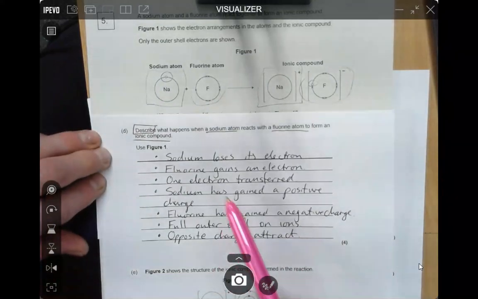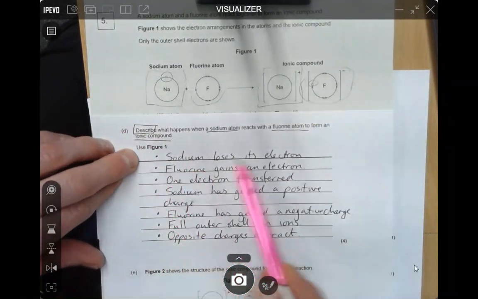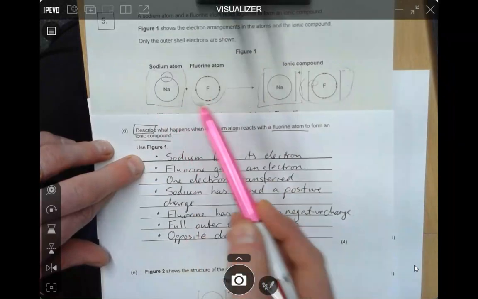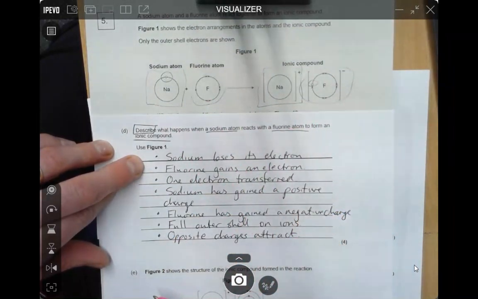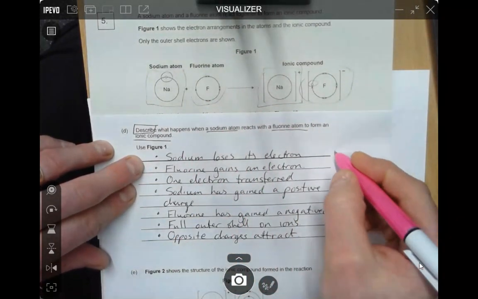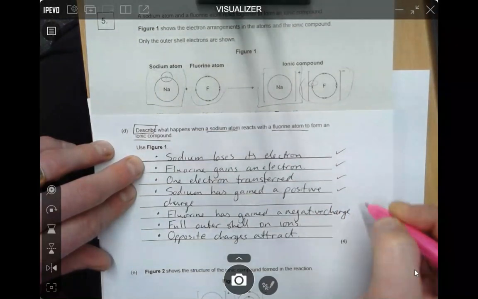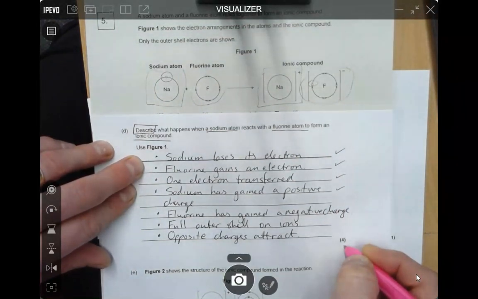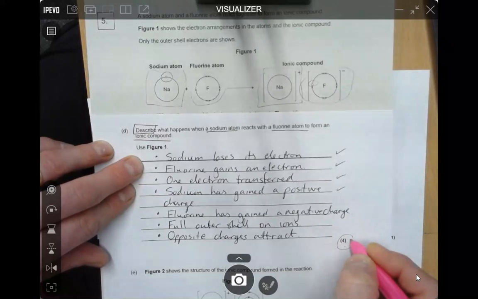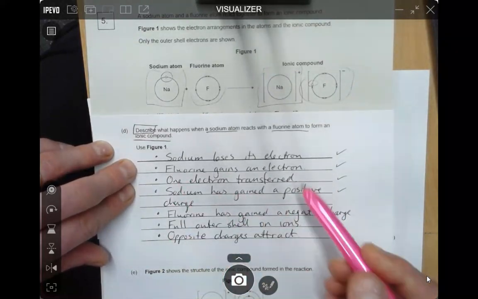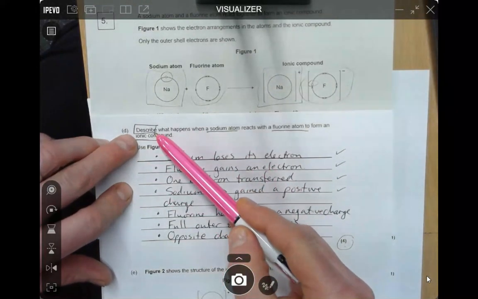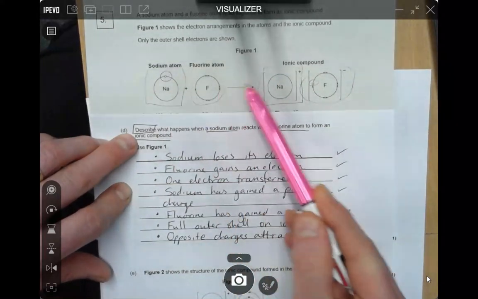Now what you should be able to see here is this is a describe question, and each of these statements is just describing what's occurring in this diagram. Any 4 of these would get you 4 marks. So again, 4 points to make, any 4 of those would do it, and because we've used a describe question, it's just describing what's occurring.